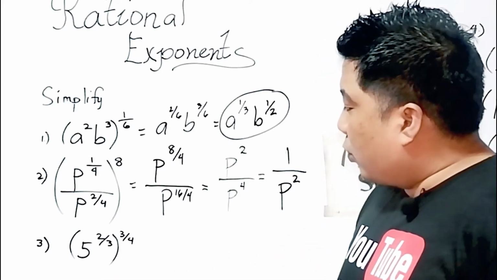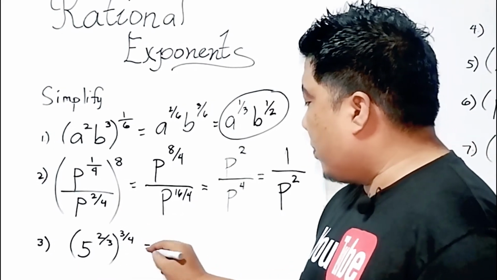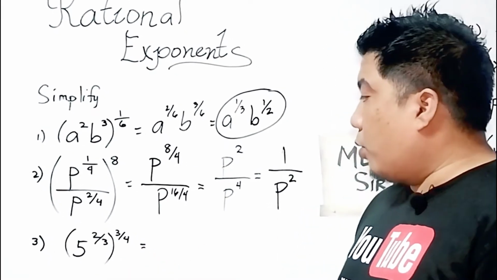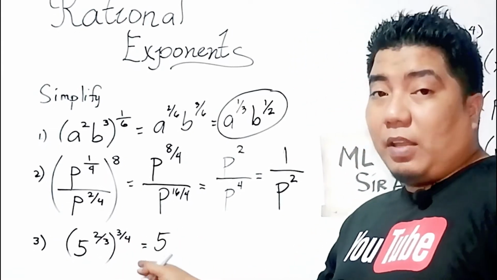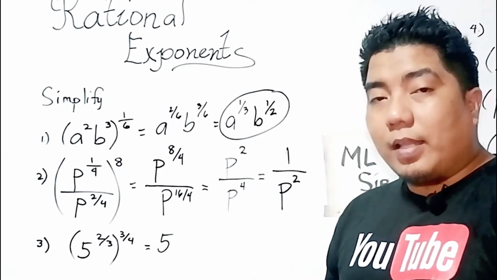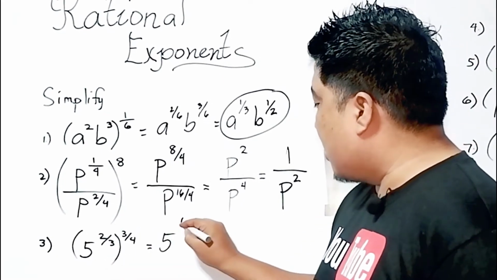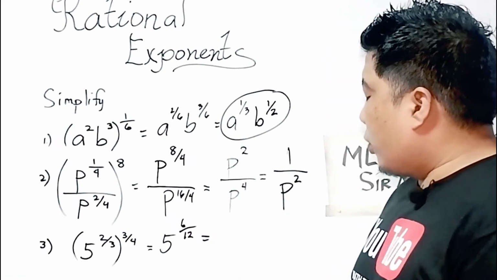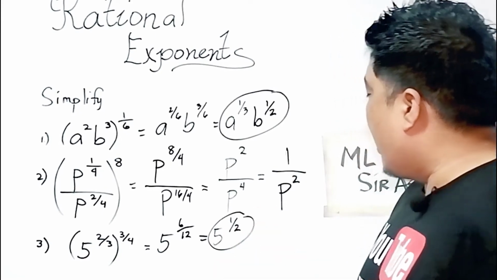We have 5 to the power of 2/3 to the power of 3/4. So here, what you can do is you just multiply the fractions, which is an application of the power rule. So you copy the base, and then 2/3 times 3/4. In multiplying fractions, you just multiply the numerators, and then you multiply the denominators, and then simplify. So 2 times 3 is 6. 3 times 4 is 12. And 6 over 12 can be simplified into 1/2. And that will be your final answer.